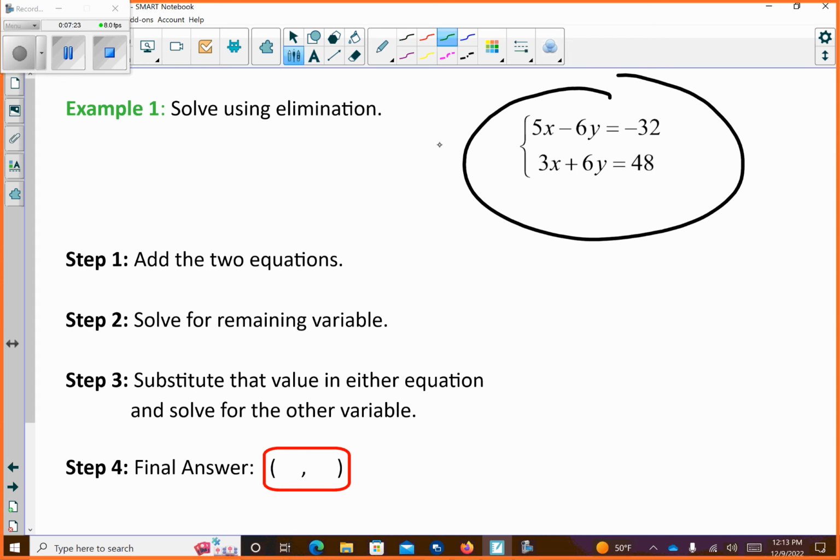Elimination is like, before we started this unit, if I said, hey, solve this, elimination is probably the thing you would have gone to, going, I'm just going to add the equations together. Now, notice if I add 5x and 3x, I get 8x. What do I get when I add negative 6y and positive 6y? 0. Yeah, they cancel. And then negative 32 plus 48, that comes out to 16. If I divide each side by 8, x equals 2.